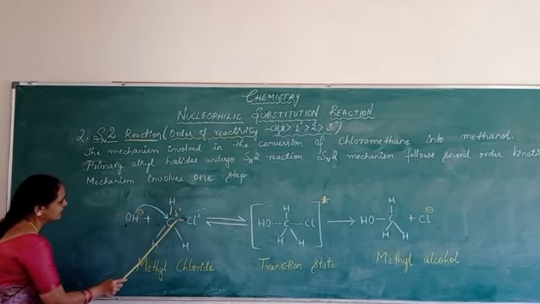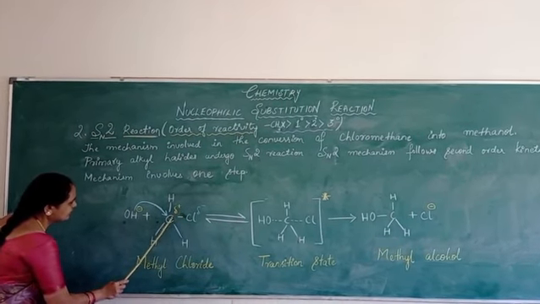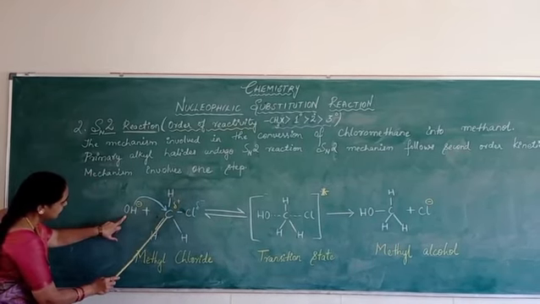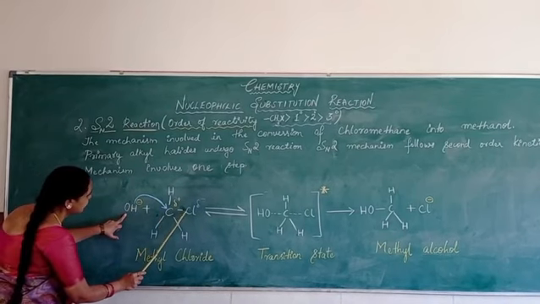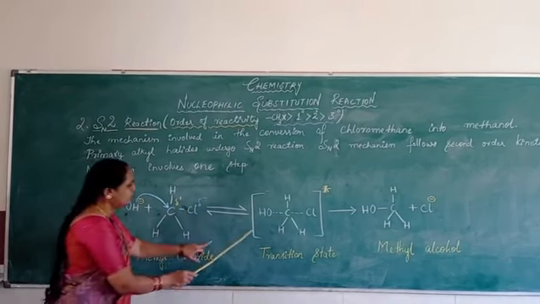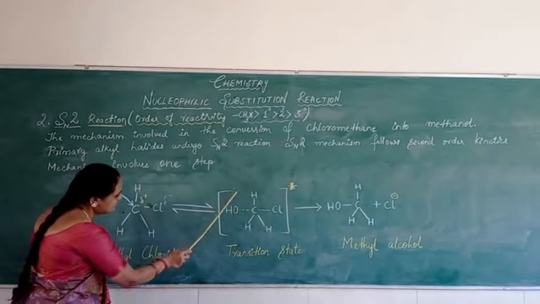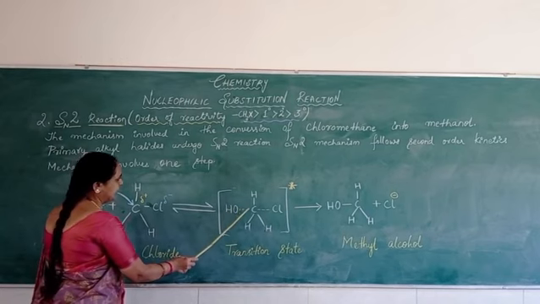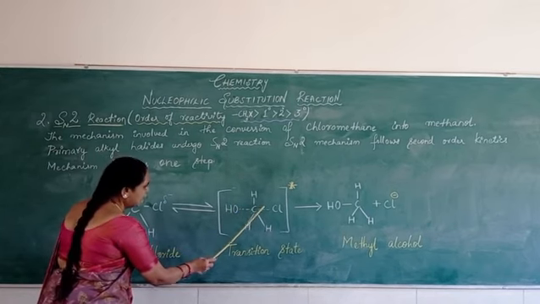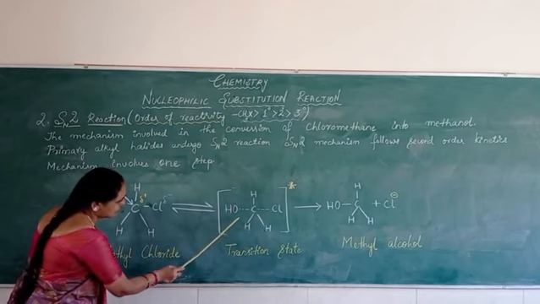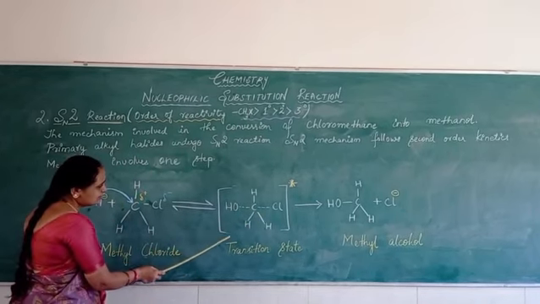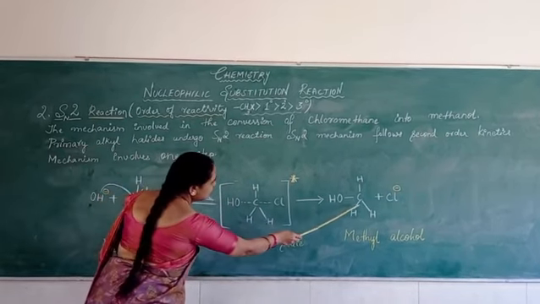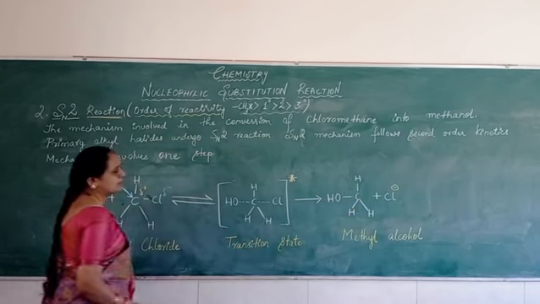Here, C-Cl is the bond, and Cl is the leaving group. So, OH minus attacks the carbon atom from the opposite side of the leaving group to form a transition state. In this transition state, the C-OH bond is partially formed and the C-Cl bond is partially broken. This transition state is unstable. It undergoes dissociation to give the product methyl alcohol.